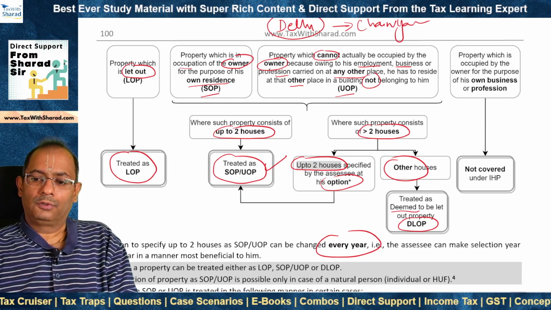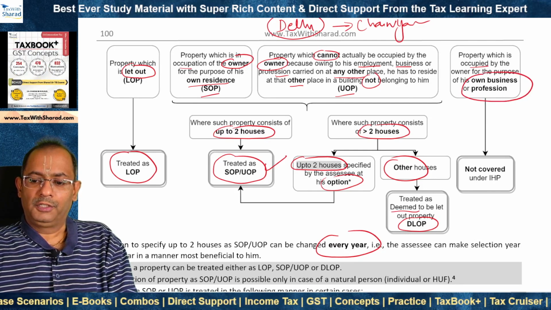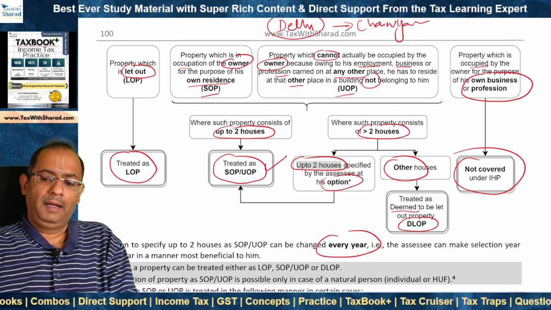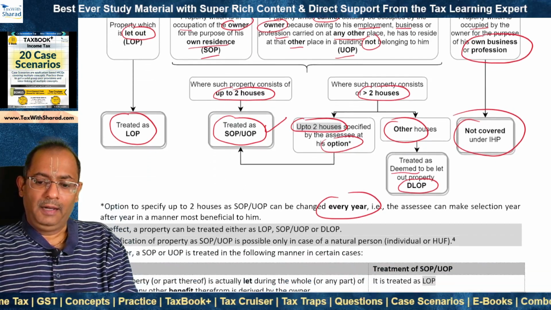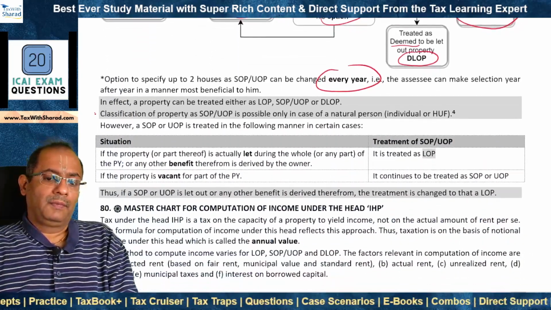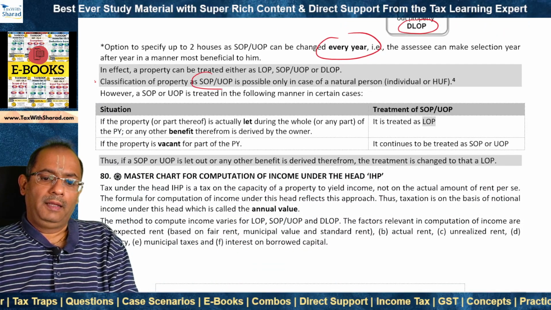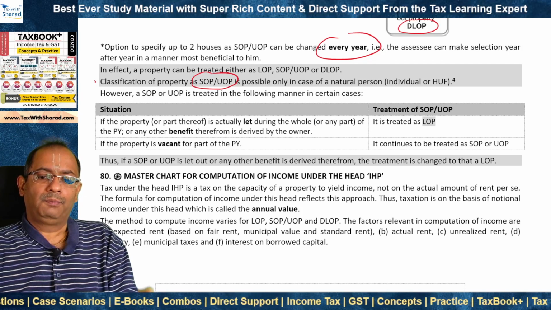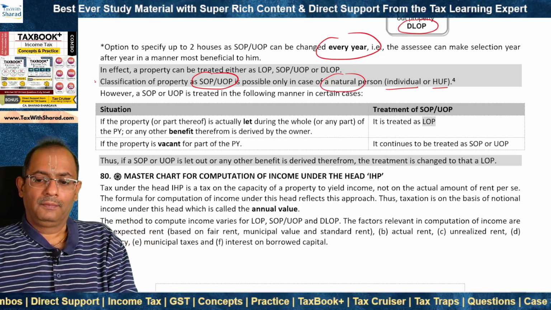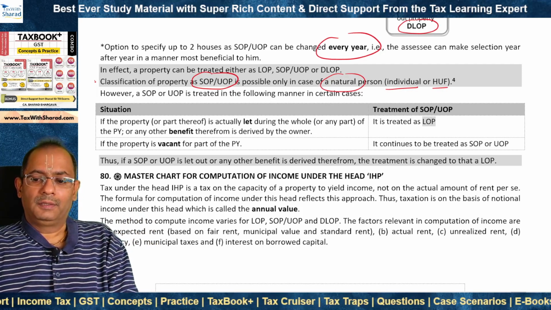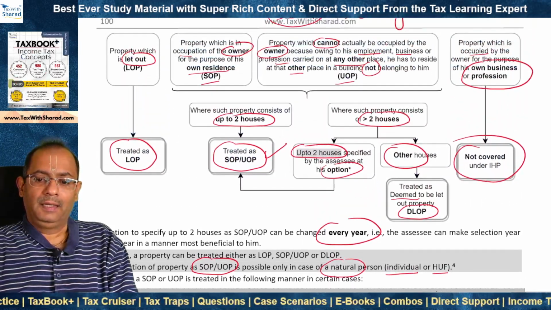Finally, as we noted above also, property which is occupied by the SSE for the purposes of his own business or profession is not covered under the head IHP. So this is how the property is classified, and tax treatment depends on the classification. Classification of a property as self-occupied or unoccupied property is possible only in case of a natural person. That means in the case of an individual or HUF, right? Because the other persons cannot actually reside or use the property as their residence.